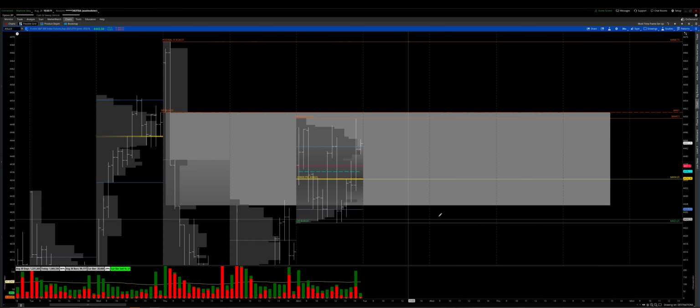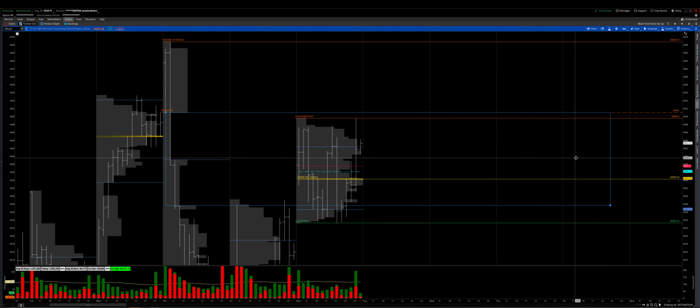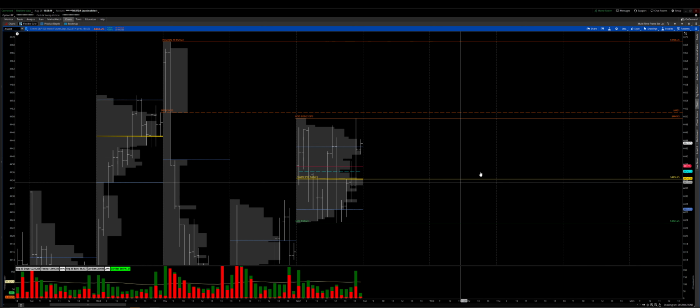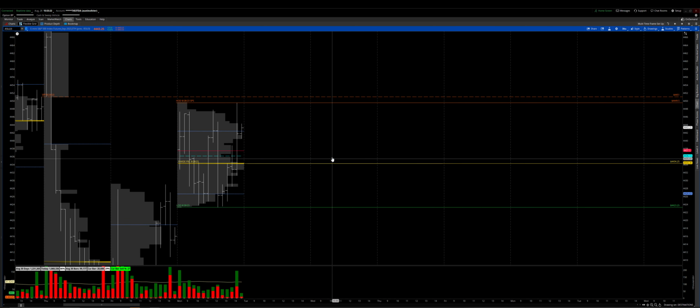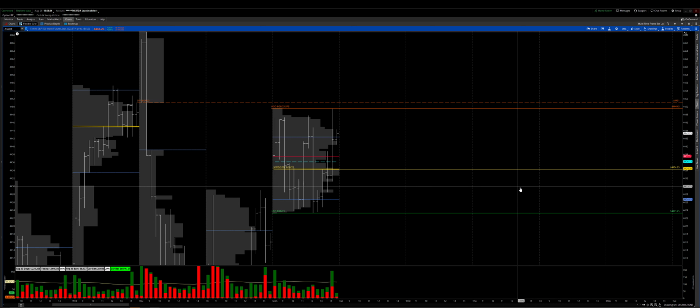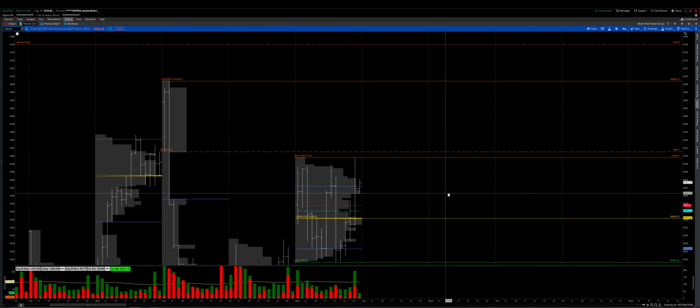Maybe we need to pack more volume in between the 50 level and the 25 level. So in a 25-point range, I would not be surprised if we continued to chop around as this market is in balance and waiting for more market generated information.